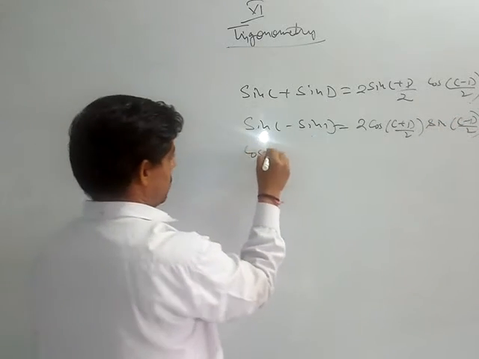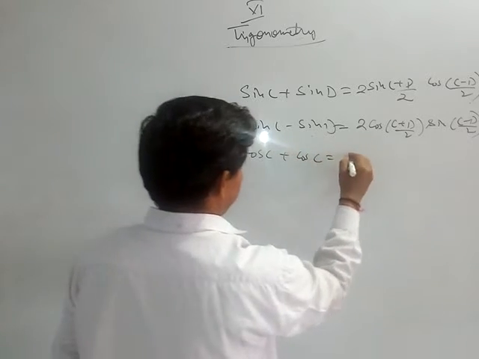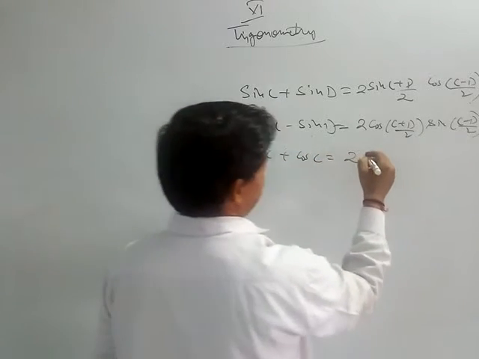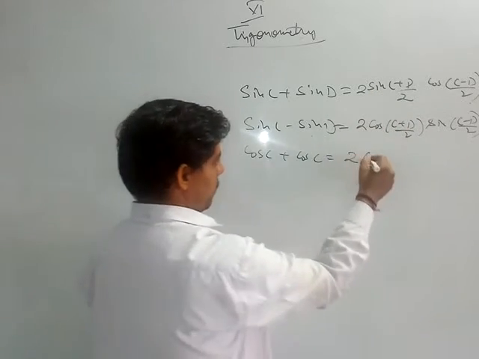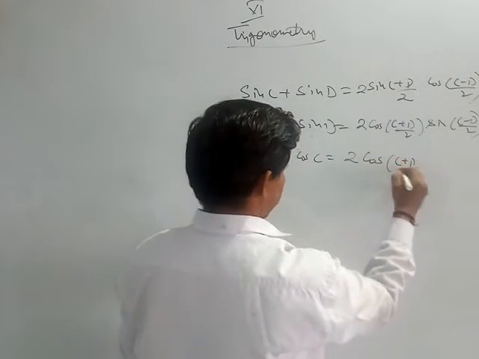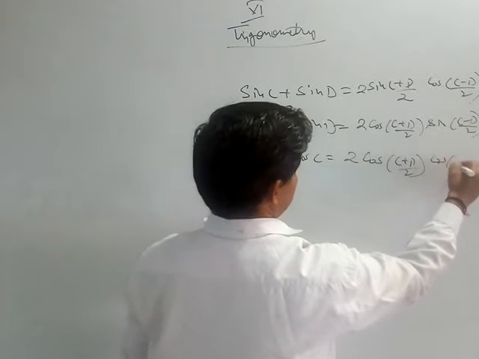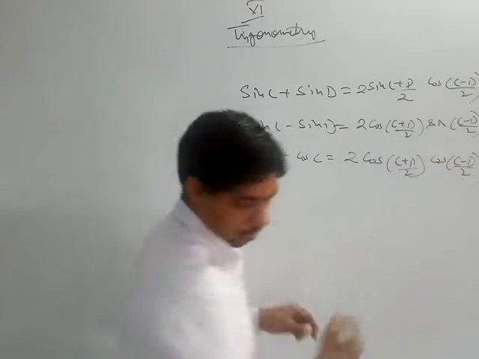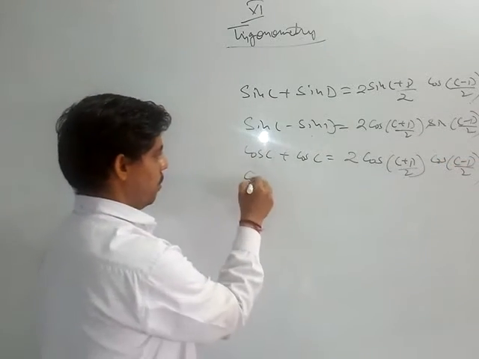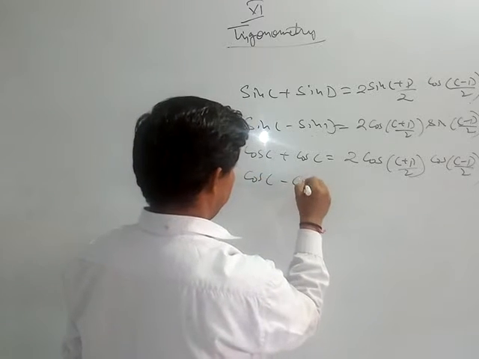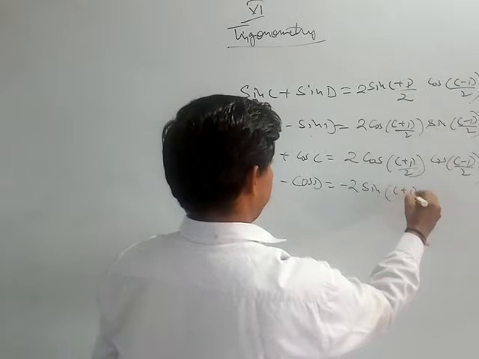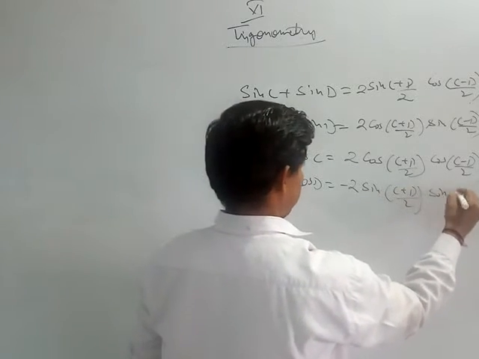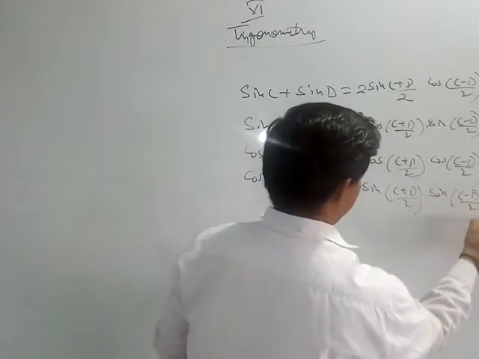Then we have cos C plus cos D is equal to 2, and for this one we have cos (C plus D)/2 cos (C minus D)/2. And we have cos C minus cos D is equal to minus 2 sin (C plus D)/2 sin (C minus D)/2.